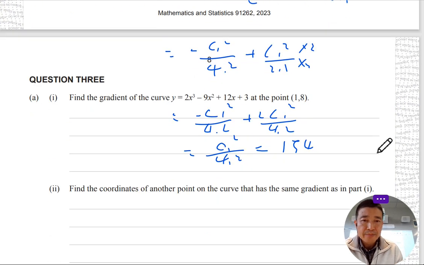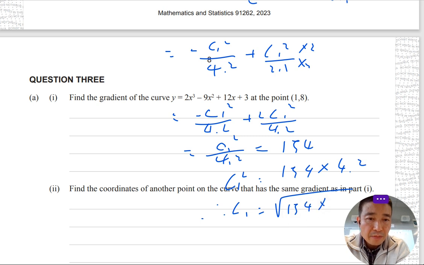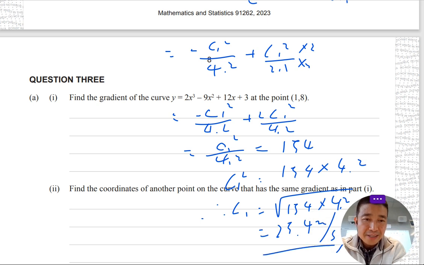Now we can find C1, which is the velocity when the driver applied the brake. So C1 squared equals 154 times 4.2. Hence C1 equals the square root, plus or minus, but because it's velocity going forward, it's got to be positive. So the square root of 154 times 4.2 comes out to 25.4 meters per second, which should be the answer.